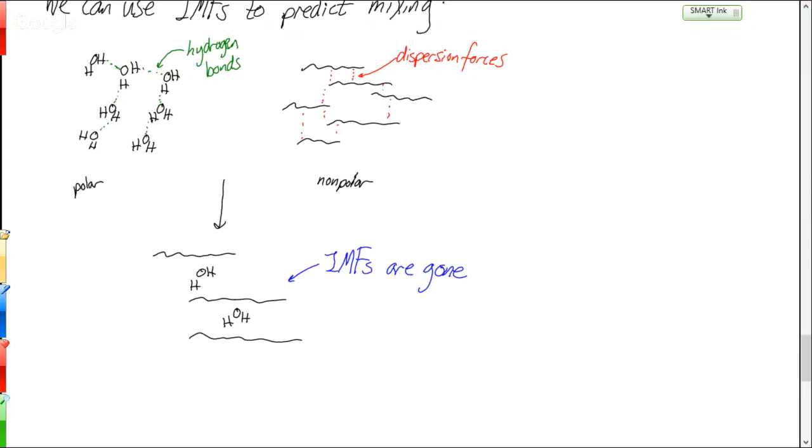So from all this information, we would say that polar and nonpolar molecules are unlikely to mix because they would have to abandon their own forces and they wouldn't be able to make new forces with the new connections.